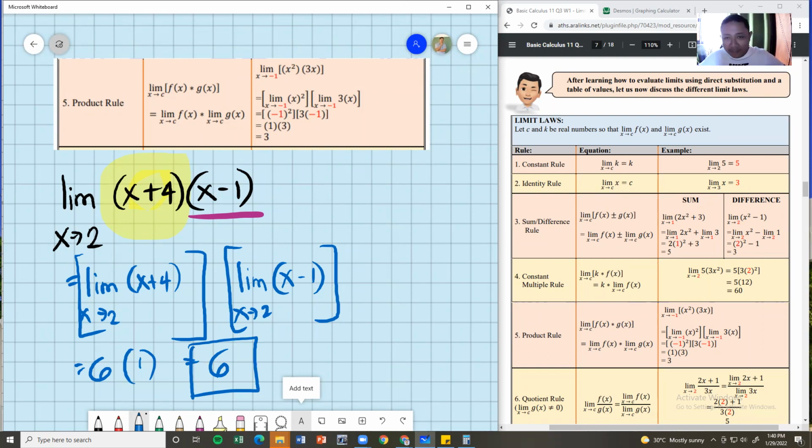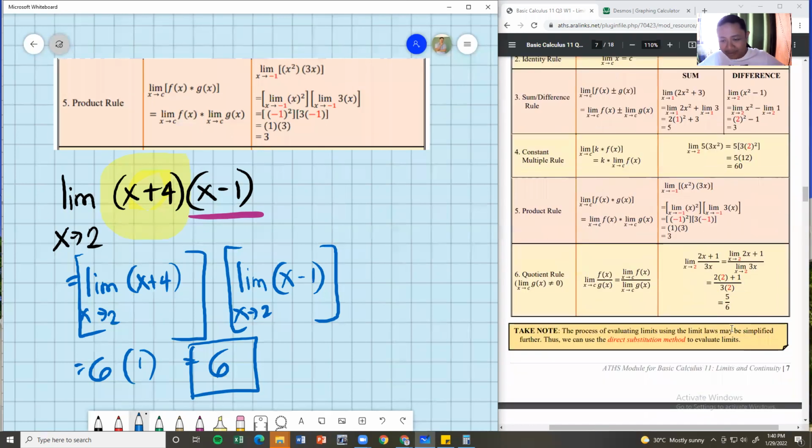Can you follow? Show me your reaction, please, based on how you understood product rule. Let me see. Everybody is encouraged to react. Para makita ko kung kumusta yung learning process natin. Very good. Okay, so far, so good.